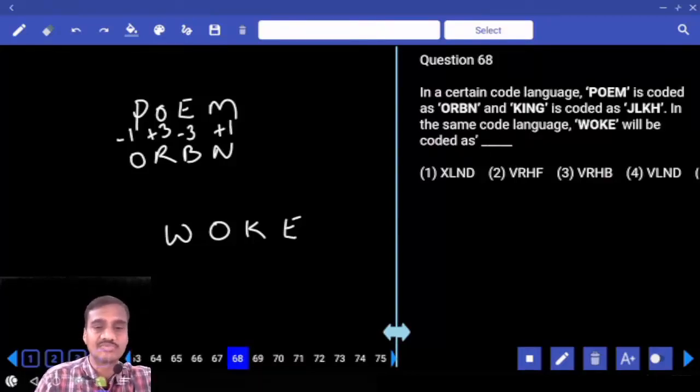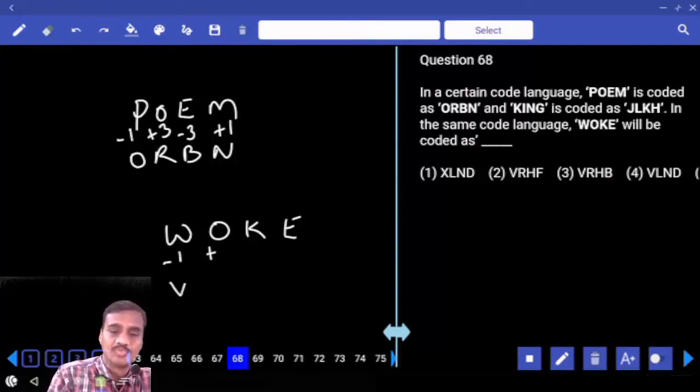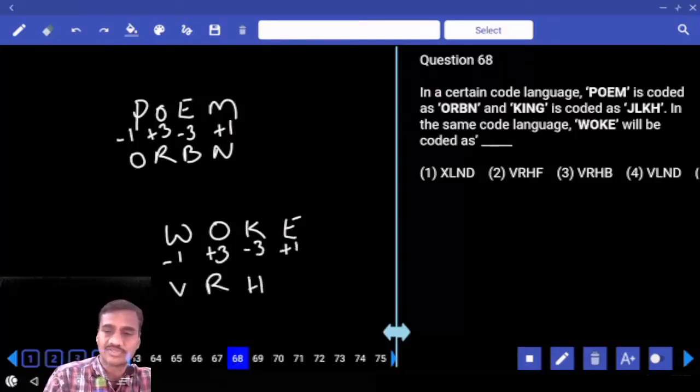First and last letters are minus 1 and plus 1, isn't it? And for the remaining letters, it is plus 3 and minus 3. Similarly W minus 1 is V. O plus 3 is R. K is 11, minus 3 is H. And E plus 1 is F. VRHF, and it is given in choice 2, question number 68.